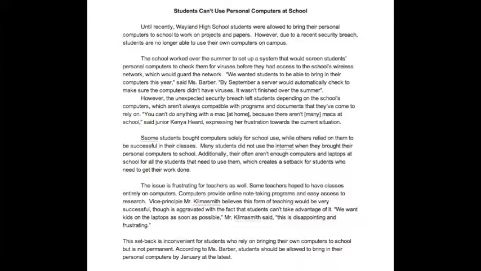In this article, there is a quote from Mrs. Barber, but the reader doesn't necessarily know who Mrs. Barber is. Add in that she is the technology specialist at Wayland High School, so the quote makes sense.